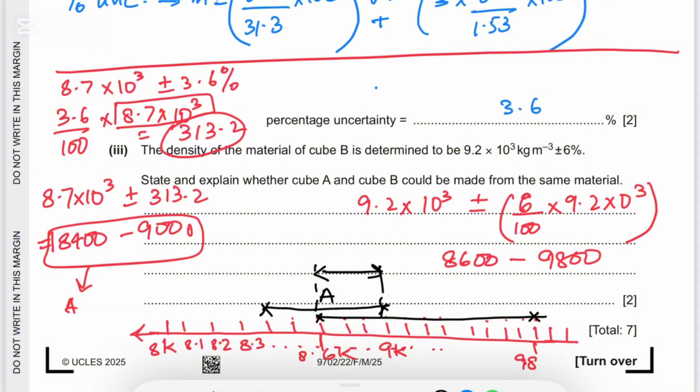Now, if A and B both were to have a value that falls in this region, that would imply both of them are made of the same material, because the same material would result in objects that have the same density. So that's why your answer would say that the range of possible values of densities of boxes A and B overlap, therefore they could be the same.